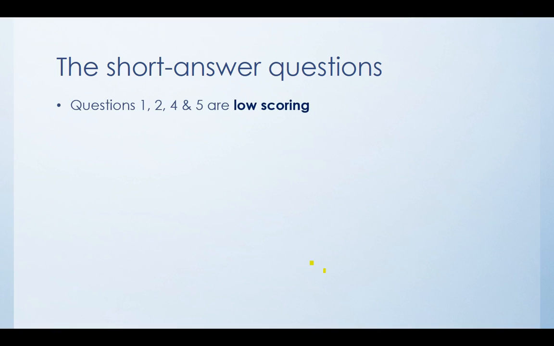Let's have a look at the short answer questions then. So we have questions 1 and 2 on text 1 and questions 4 and 5 on text 2. They are low scoring, they're worth 1 or 2 marks. They're testing your ability to scan for particular details and pick out individual words, and also your ability to skim read and get a general sense of what the text is about.